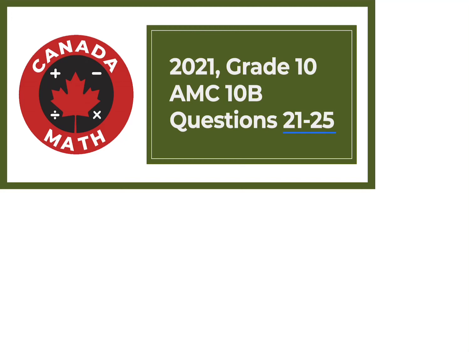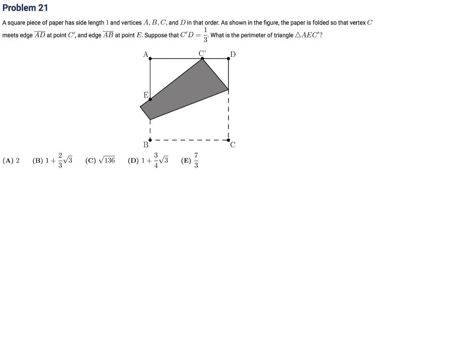Questions 21 through 25 on the 2021 Grade 10 AMC 10B. A square piece of paper has side length 1 and vertices A, B, C, D in that order as shown in the figure. The paper is folded so that vertex C meets edge AD at C prime and edge AB at point E. Suppose that C prime D is a third. What is the perimeter of triangle AEC prime?